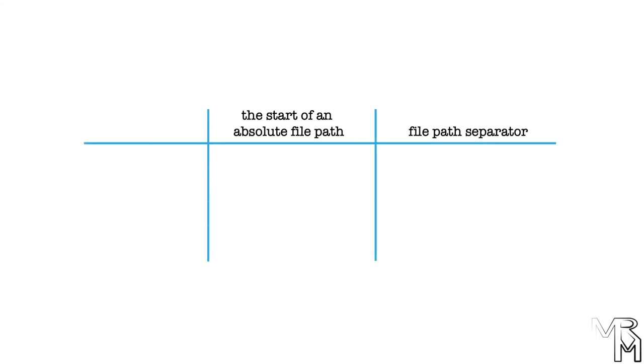An absolute file path begins, surprise, surprise, at the beginning of the long-term storage. On Windows computers, the beginning of a storage is represented by a capital letter, quite often the letter C, followed by a colon and a backslash. On a Mac, it's just a forward slash that represents the beginning of the storage. Secondly, folders in an absolute file path are separated by a slash. On Windows, it's a backslash. On a Mac, it's a forward slash.